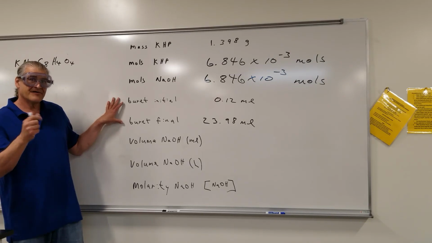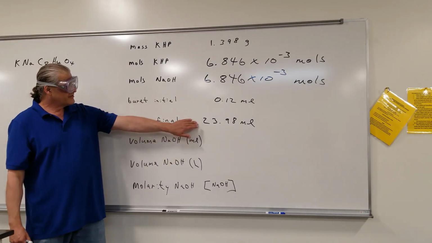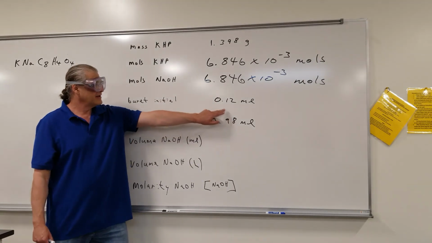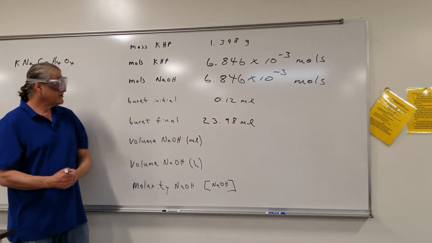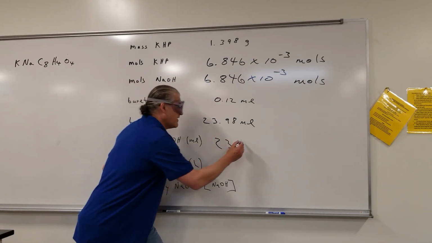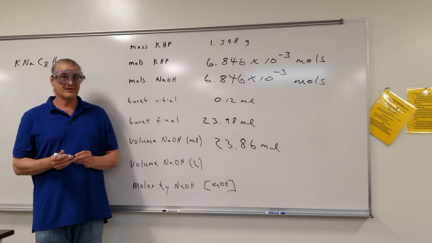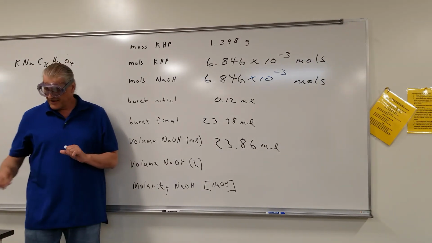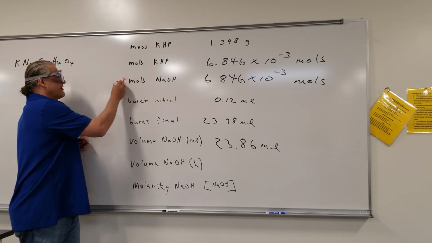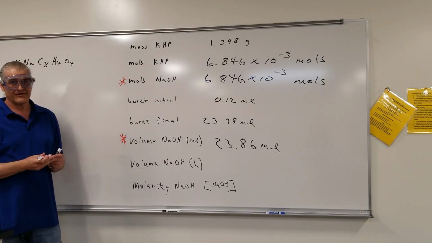Now, the volume of the sodium hydroxide, the whole idea of measuring with the burette, if we take the difference between these two numbers, take the 23.98, we subtract out the 0.12, we'll get 23.86 milliliters. That's the volume of sodium hydroxide that came out of the burette. And the key feature here is we can now say this many moles of sodium hydroxide were contained in this volume of sodium hydroxide.